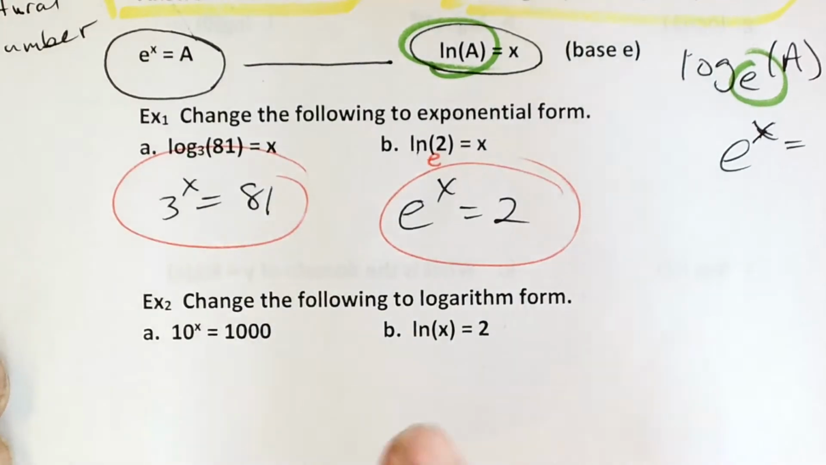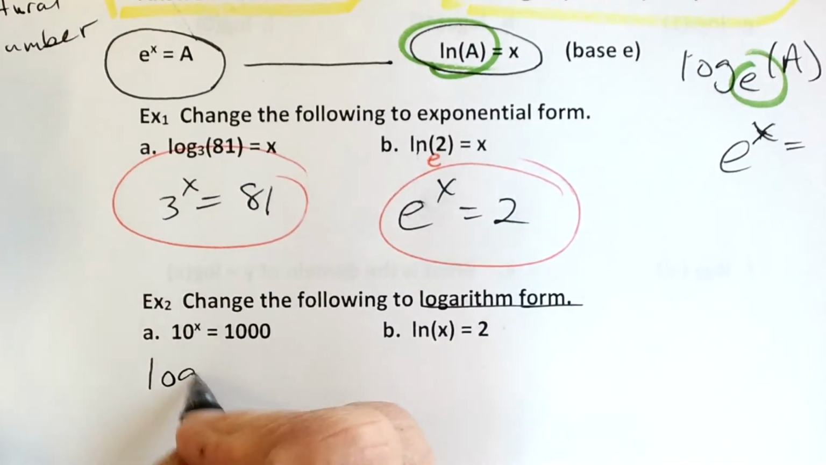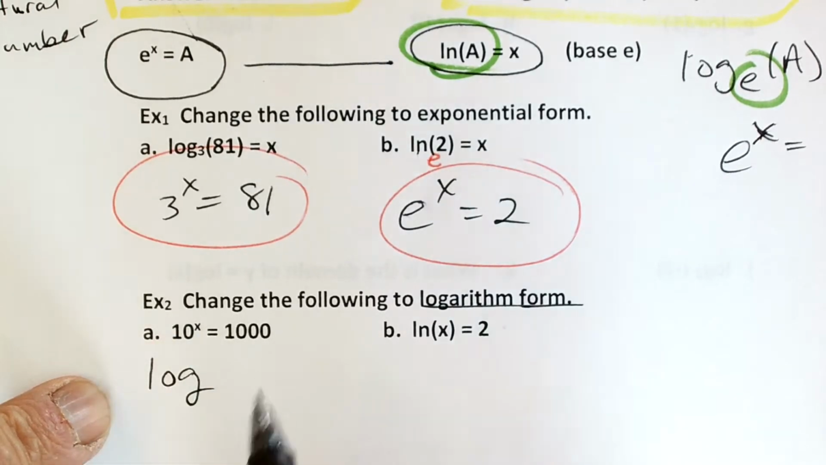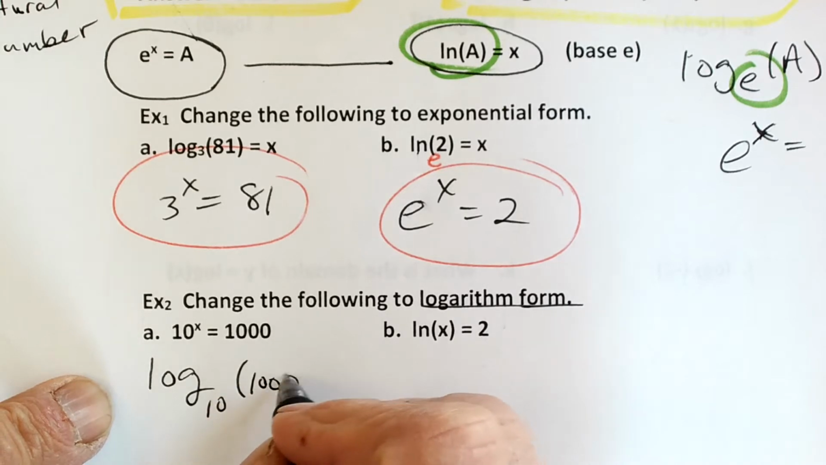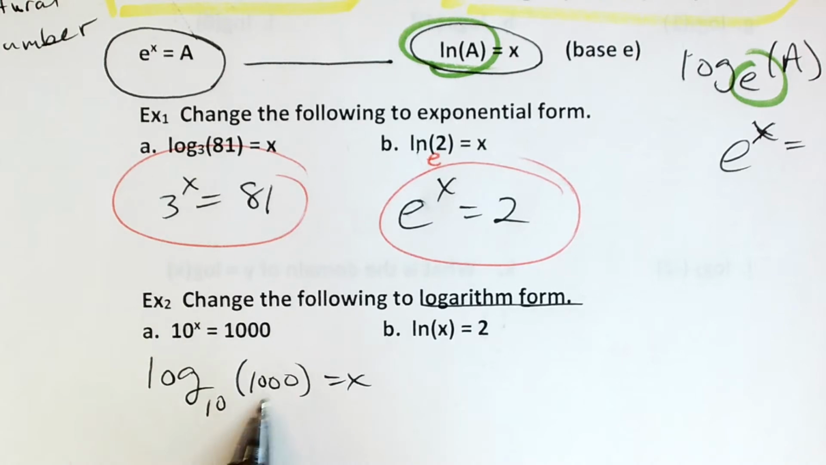Okay. Change the following to logarithm form, okay? So let's do the opposite. So I'm going to go log. It says log form, so I'm going to have to rewrite as log, L-O-G. 10 is my base. So log base 10 of my answer equals x. So log base 10 of 1,000 equals x, okay?